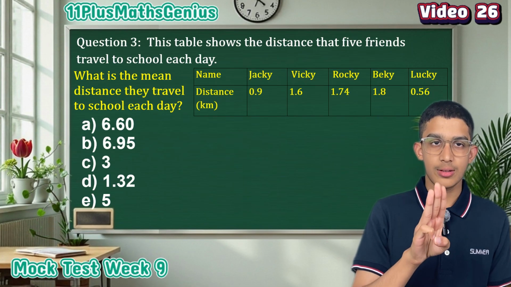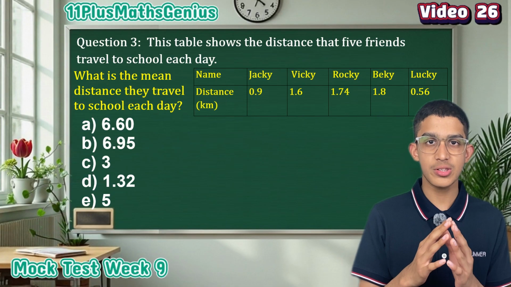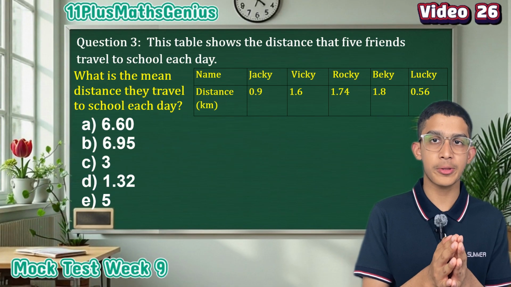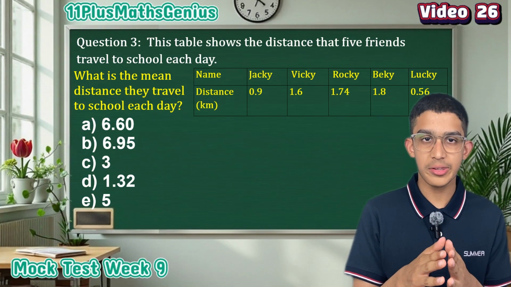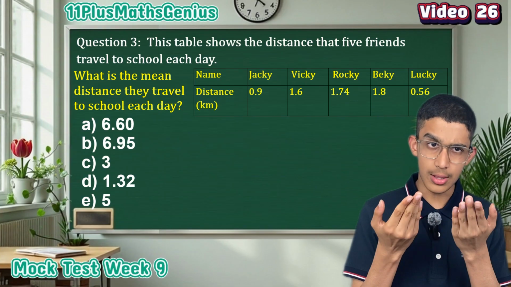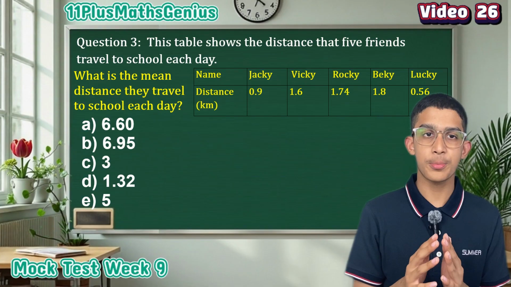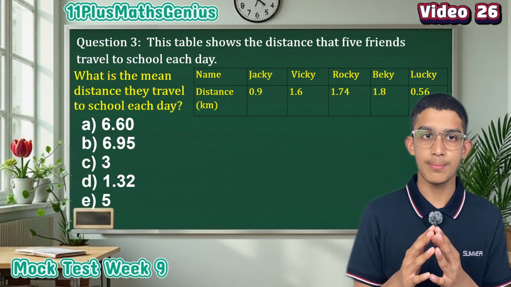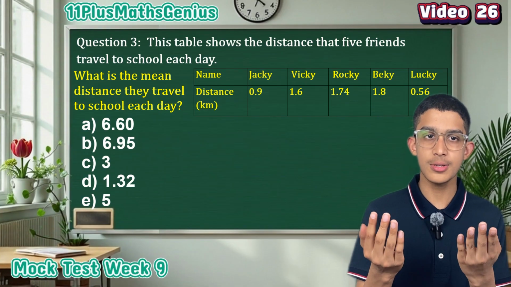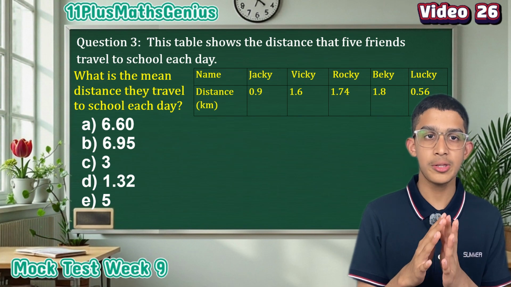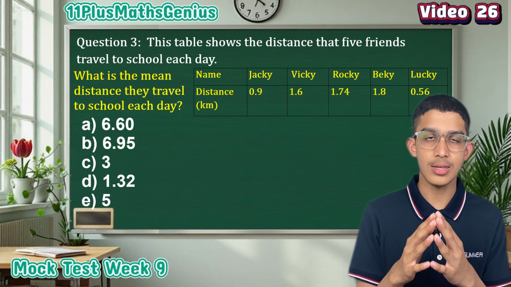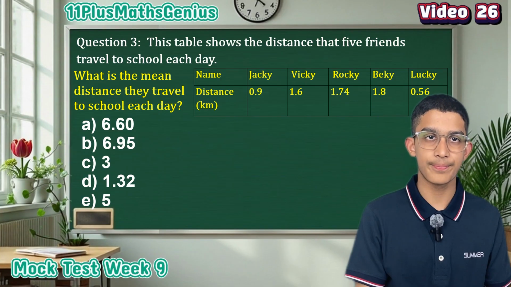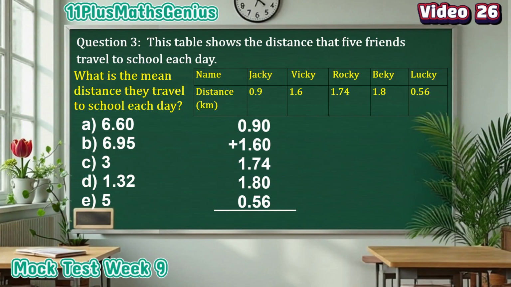Question 3. This table shows the distance that 5 friends travel to school each day. What is the mean distance they travel to school each day? A. 6.6 kilometers. B. 6.95 kilometers. C. 3 kilometers. D. 1.32 kilometers. Or E. 5 kilometers.